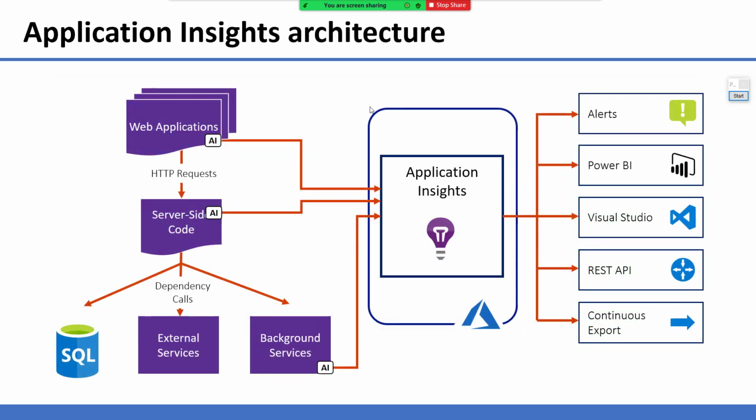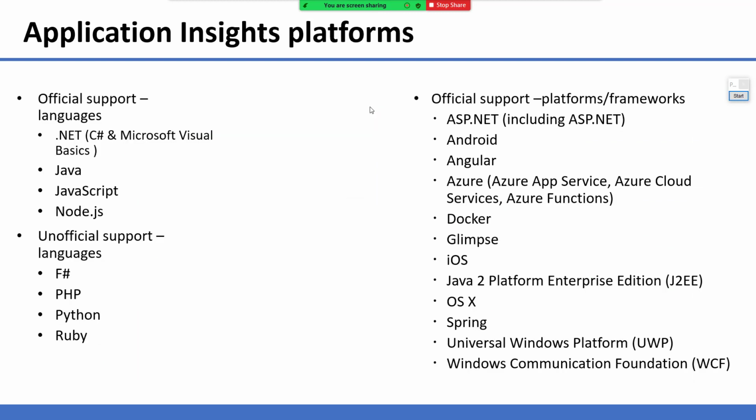Okay, so this is the Application Insight infrastructure, similar to the previous slide. Now, what kind of languages are supported by Application Insight? It supports .NET, C Sharp, Java, JavaScript, Node.js. Unofficial support is for C++, PHP, Python, Ruby. Means by using some custom things, you can support that language also.